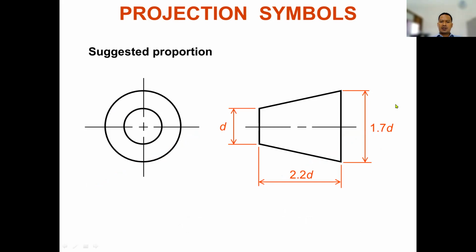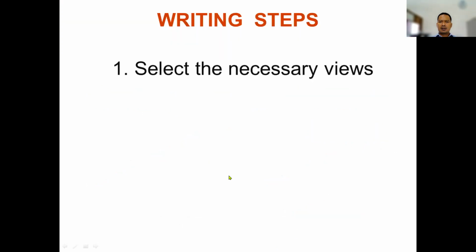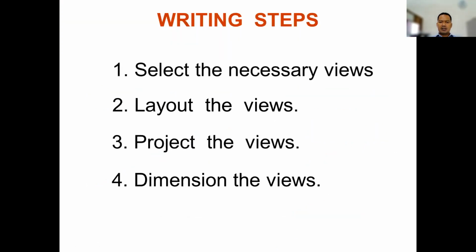And then the suggested proportions for the dimensions of the symbol here: the small circle has diameter D, the length is 2.2 D, and the larger circle is 1.7 D. And then about the orthographic drawing steps. At first, select the necessary views, second, lay out the views, third, project the views, and fourth, dimension the views.